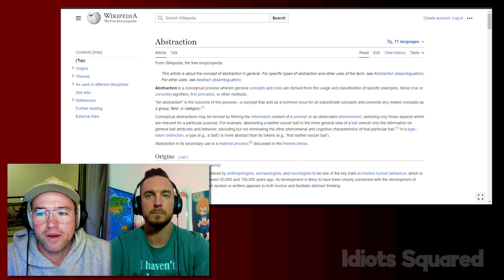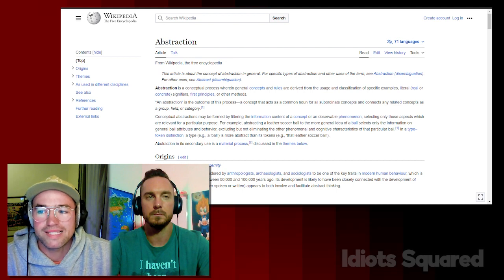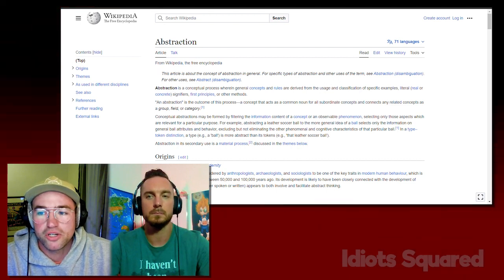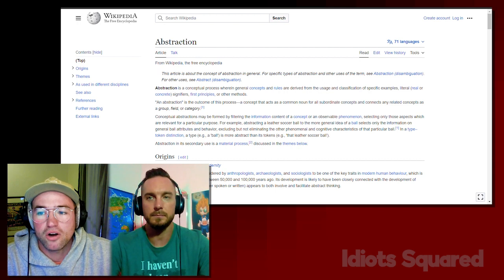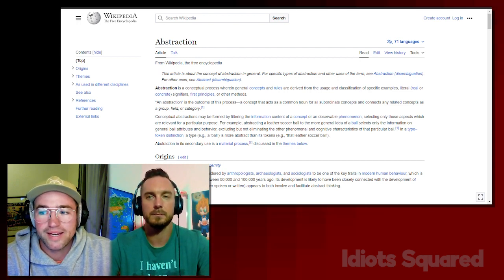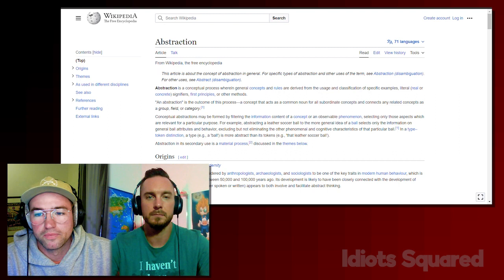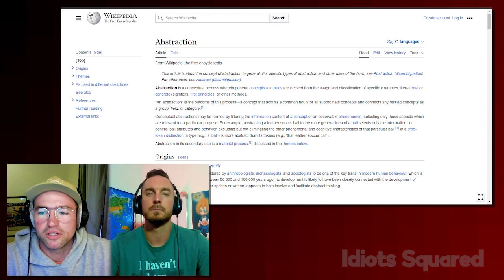Conceptual abstractions may be formed by filtering the information content of a concept or an observable phenomenon, selecting only those aspects which are relevant for a particular purpose. For example, abstracting a leather soccer ball to the more general idea of a ball selects only the information on general ball attributes and behavior, excluding but not eliminating the other phenomenal and cognitive characteristics of that particular ball. In a type token distinction, a type, e.g. a ball, is more abstract than its tokens, e.g. that leather soccer ball. Abstraction, in its secondary use, is a material process discussed in the themes below, which we can get onto a little bit later. So that's one way to define abstraction.